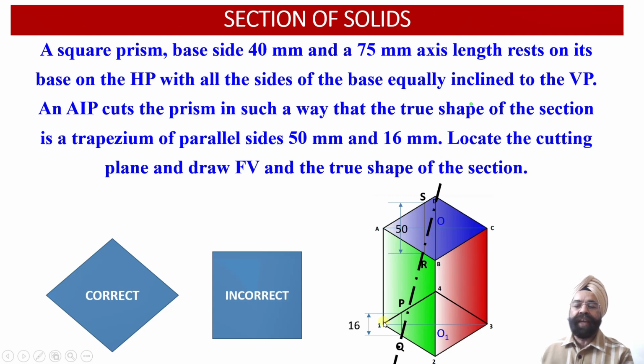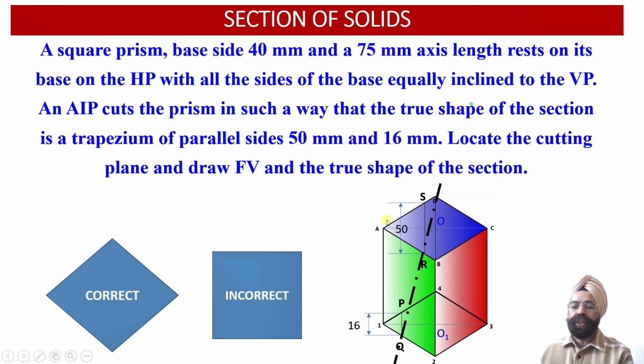Now here first of all we have drawn the square prism. So 1, 2, 3, 4 represents the base of the square prism. Similarly, A, B, C, D represents the top face of the square prism, and A1, B2, C3, D4 are the four vertical edges of the square prism measuring 75 mm length. So the height of the prism happens to be 75 mm.